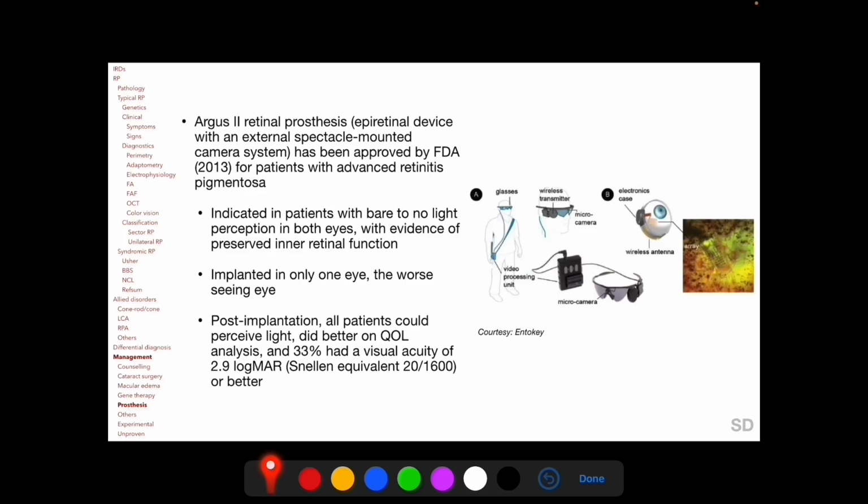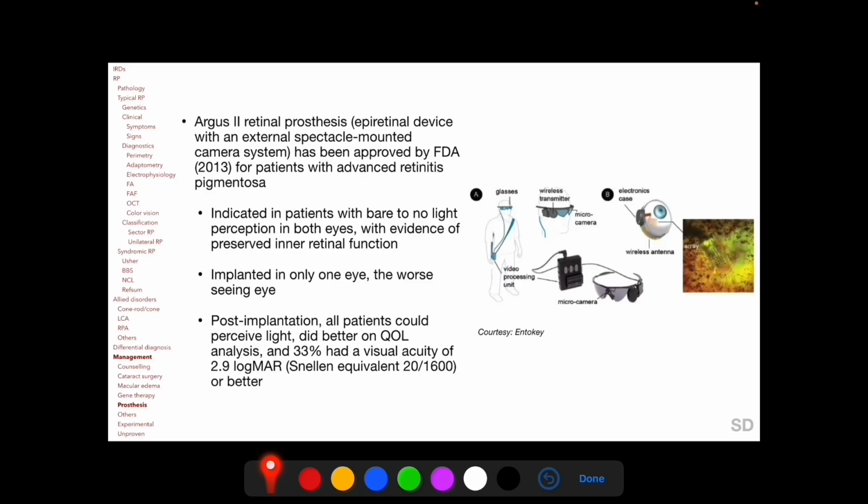The Argus 2 retinal prosthesis consists of a spectacle-mounted video camera connected to a video processing unit which sends signals through an electronic case which is attached to a scleral band to an array which is fixed to the epiretinal surface with retinal tacks, and this array sends signals to the inner retinal cells.